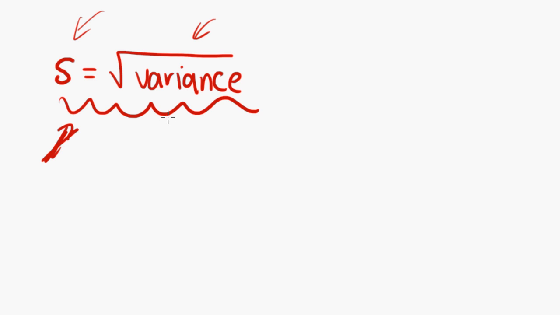So say I told you that the variance was 25 and I asked you what the standard deviation was. Well, you'd say the standard deviation is the square root of the variance, which happens to be 25. So the standard deviation is equal to 5.